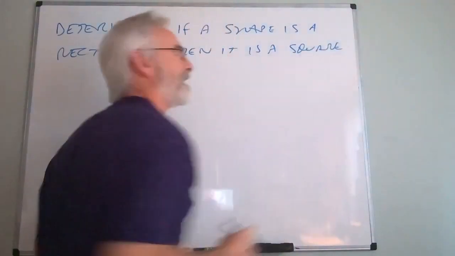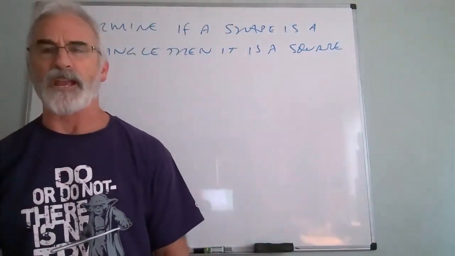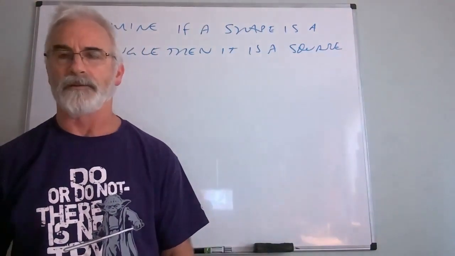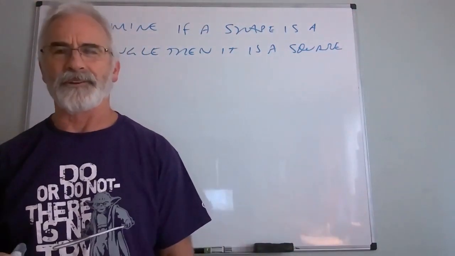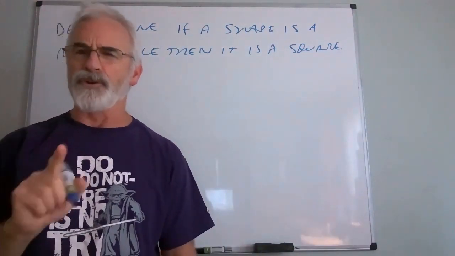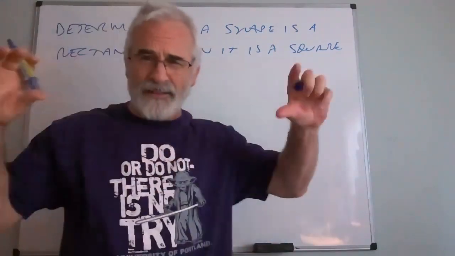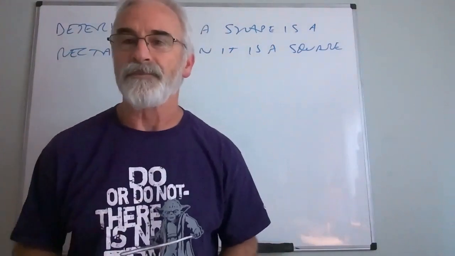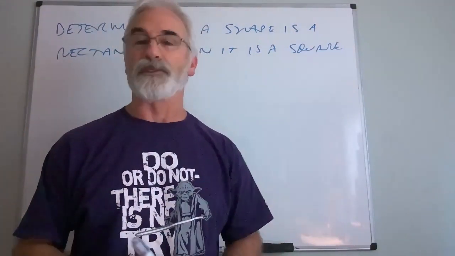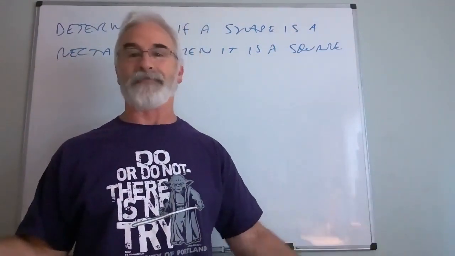Now, first of all, is this a true or a false statement? If a shape is a rectangle, then it is a square. It's not true, it's false. It's not true because you can think of a rectangle that's not a square. Is that right? Yes. Okay, that's easy. But there are rectangles that are squares though. It's just not an absolute. It's an absolute. This is easy.